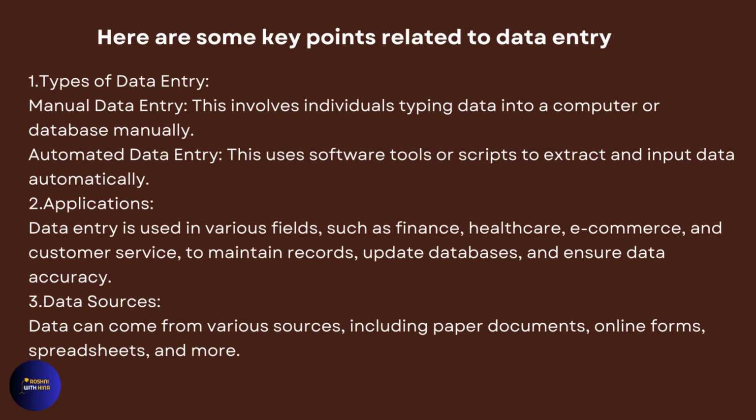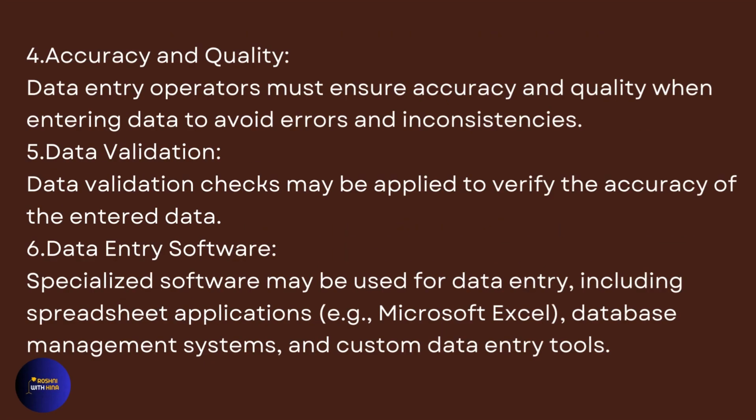Number three, data sources. Data can come from various sources, including paper documents, online forms, spreadsheets, and more. Number four, accuracy and quality. Data entry operators must ensure accuracy and quality when entering data to avoid errors and inconsistencies. Number five, data validation. Data validation checks may be applied to verify the accuracy of the entered data.